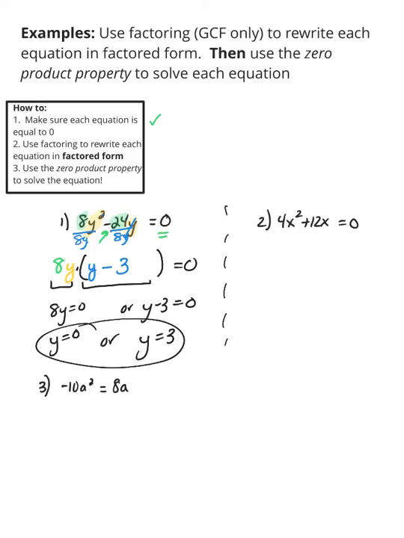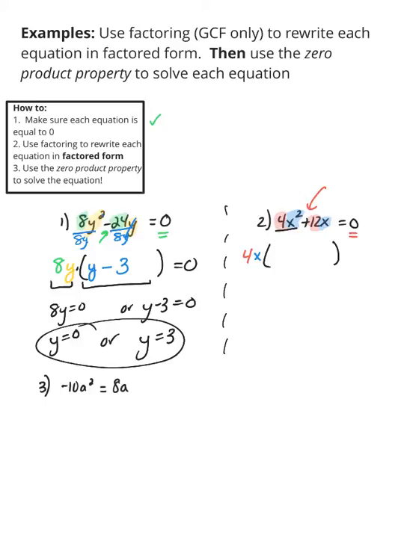Moving over to the second example, we do see that it's already equal to 0, but it is not written as a product. It's a sum. So what we need to do is factor out the GCF. If I look at the numbers 4 and 12, their biggest common factor is 4. Then if I look at their variables, this has 2 x's to give away, and this has 1 x to give away. So the maximum number of x's I could take from all the terms would just be one of them.